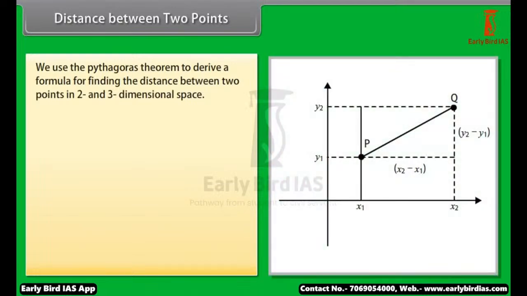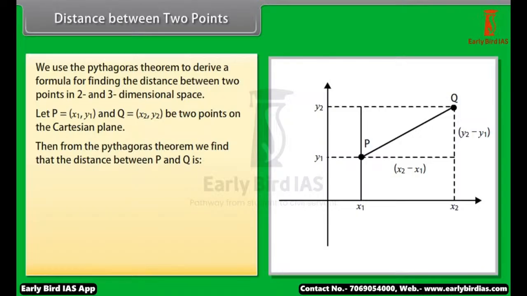Distance between 2 points. We use the Pythagoras theorem to derive a formula for finding the distance between 2 points in 2 and 3-dimensional space. Let P = (x1, y1) and Q = (x2, y2) be 2 points on the Cartesian plane as shown in the figure. Then from the Pythagoras theorem, we find that the distance between P and Q is PQ equal to square root of (x2 minus x1) square plus (y2 minus y1) square.